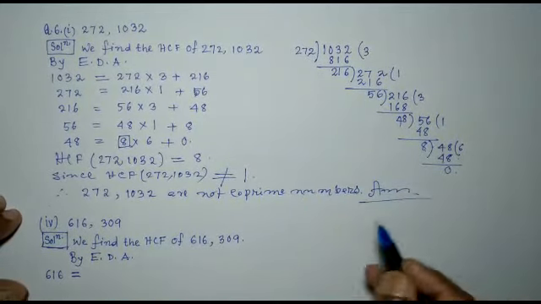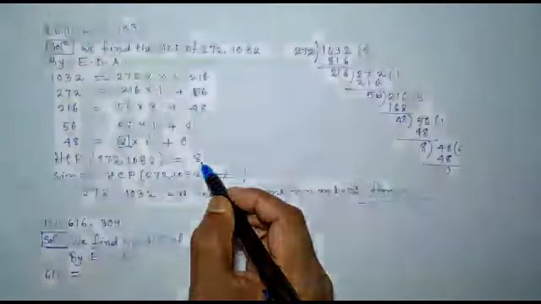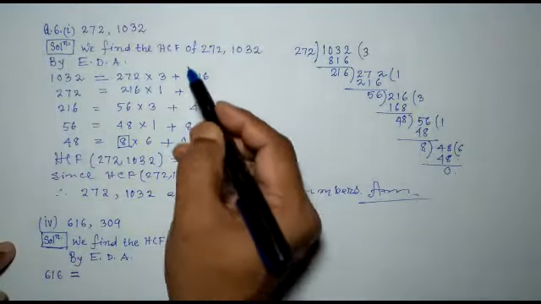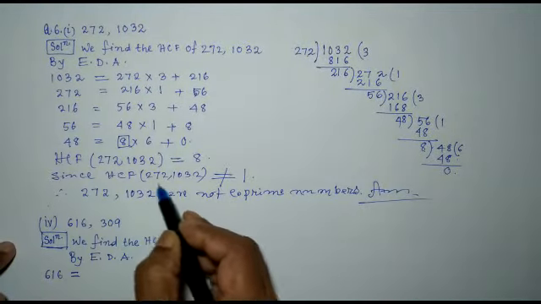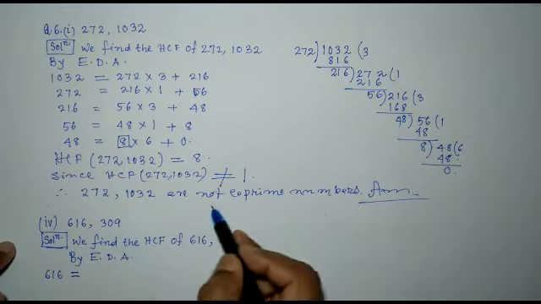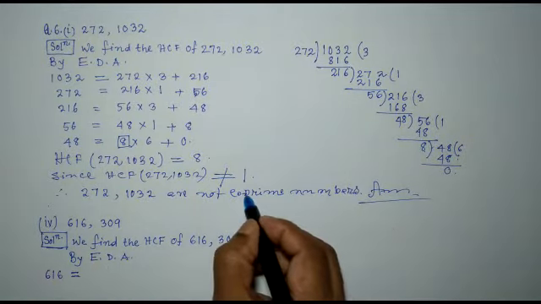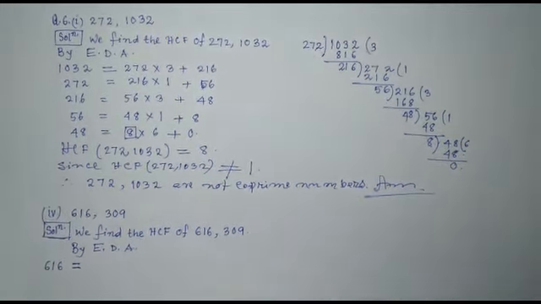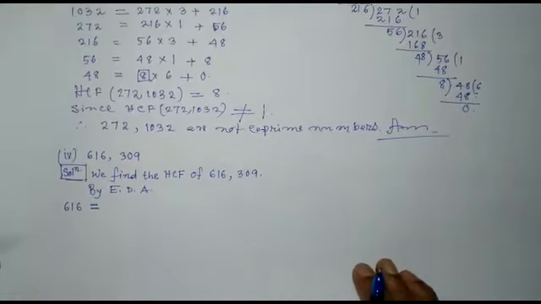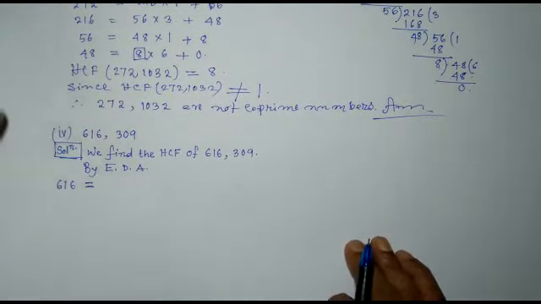So we have to remember, if we get an HCF other than 1, the numbers are not co-prime. So we write here, since HCF is not equal to 1, this and this are not co-prime numbers. Next, question number 4. So the last question of this question number 6, just a little adjustment, and then we do this number.